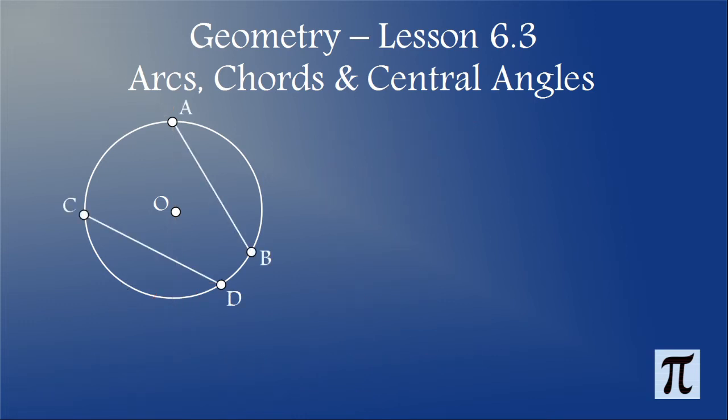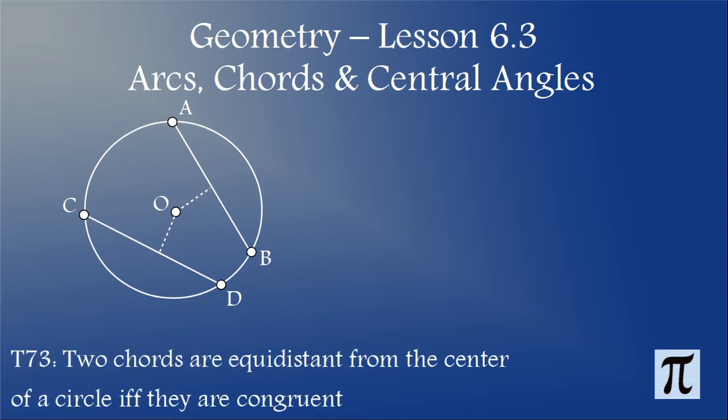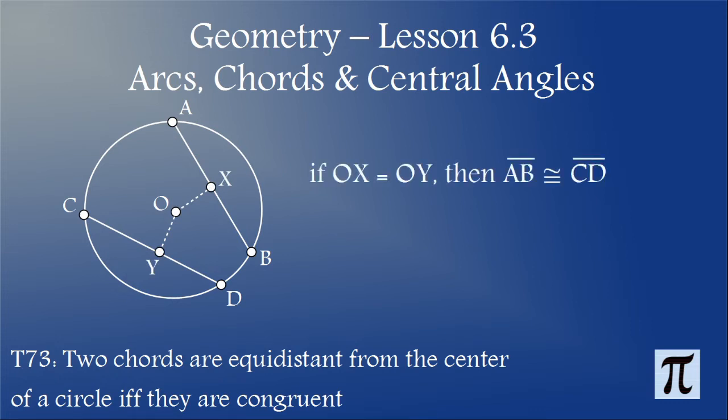In this example, we've placed 4 points around the circle, A, B, C, and D. Next, I'm showing a dashed line to denote the distance from the center of the circle to the chord. And that leads to theorem 73. Two chords are equidistant from the center of a circle if and only if they are congruent. So if we add these points, we can say if OX is equal to OY, so if their measurements are the same, then AB must be congruent to CD.